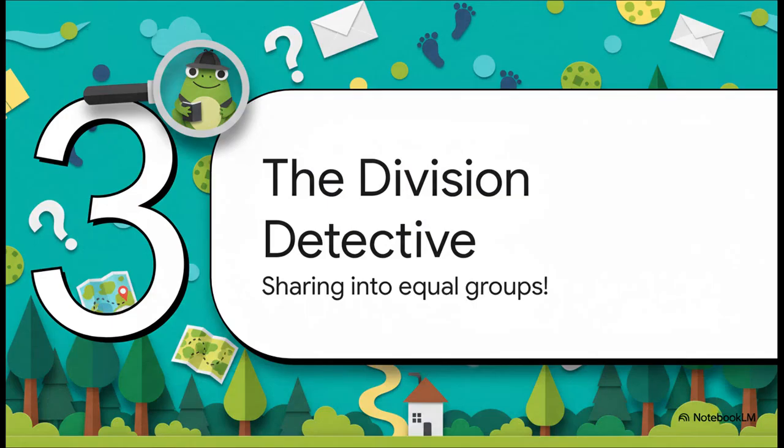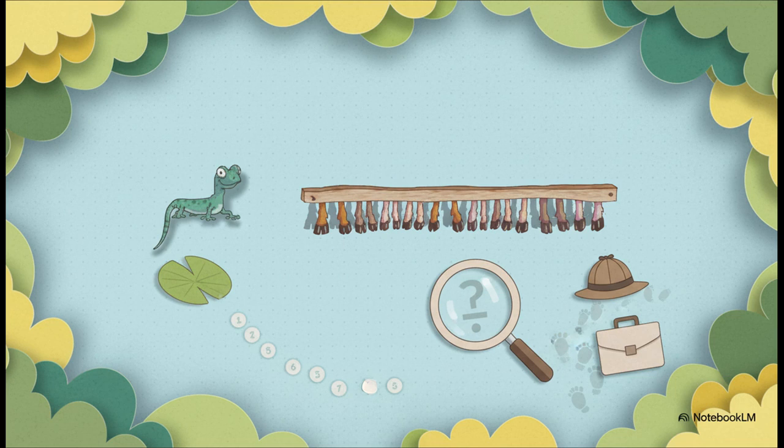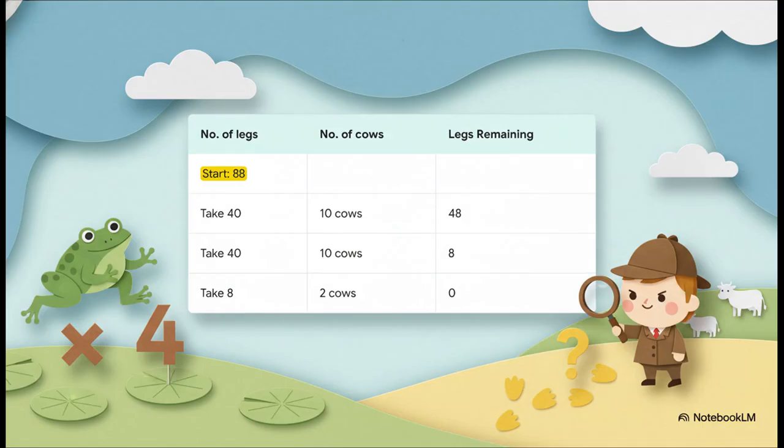All right, it's time to put on our detective hats. We're going to become division detectives. You know, division is all about solving a mystery. Either we're sharing things equally or finding out how many groups we can make. And here's our first case. This lizard, Chippy, sees 88 legs behind a fence. Now, we all know that each cow has 4 legs. So the big mystery is, how many cows are hiding there? Let's investigate.